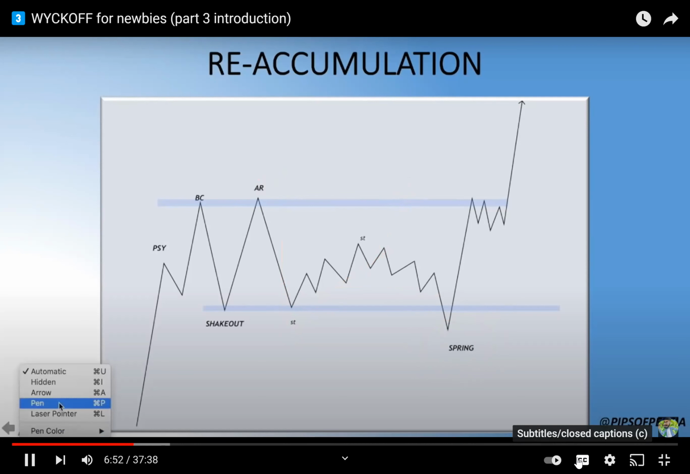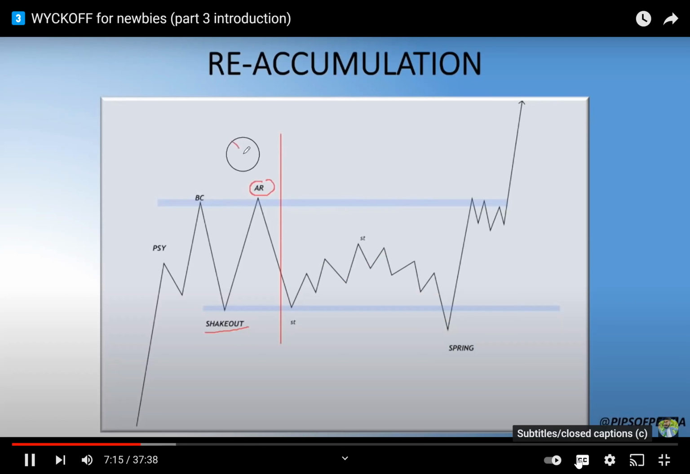At the beginning of a reaccumulation range, it does indeed look like a distribution with your preliminary supply, buyer's climax, sign of weakness, what we call the shakeout in a reaccumulation, and the automatic rally back up. Don't be too tough on this automatic rally back up, expecting it to always be above or below the buyer's climax. Allow a little bit of a range.